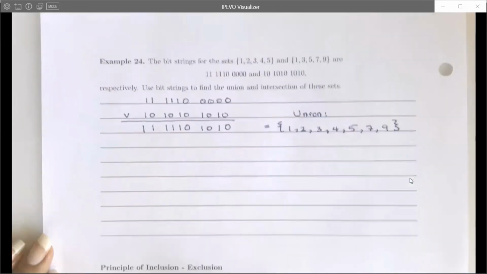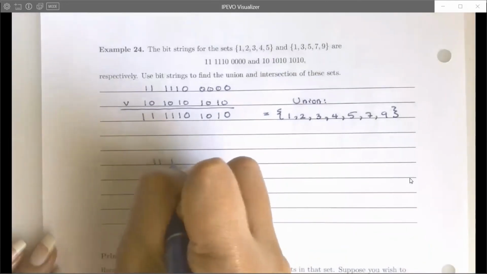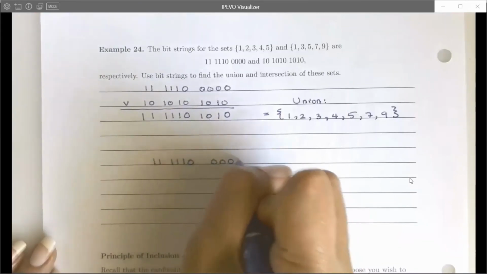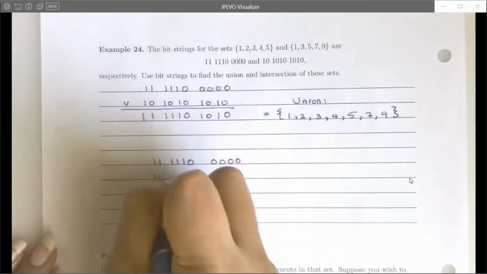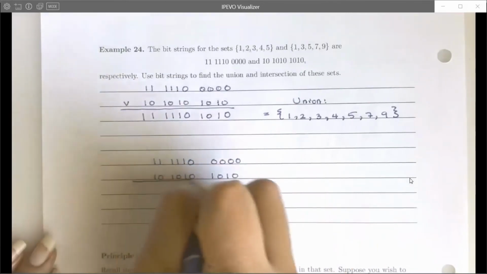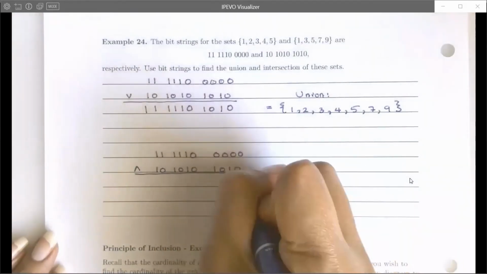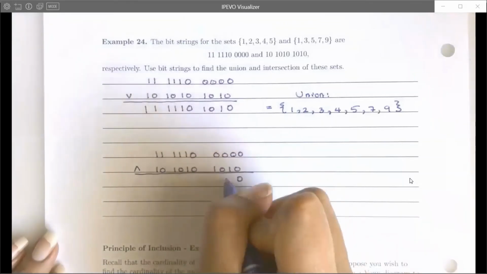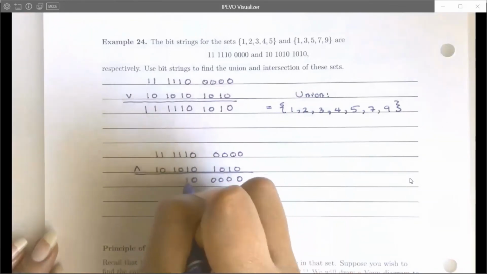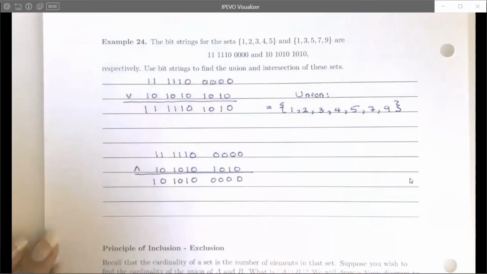Now, what if we want the intersection? Well, in that case, we're going to take the conjunction of the two bit strings, where again, that means the conjunction is being computed bitwise. So I'll rewrite the two strings. And then 0 and 0 is going to be 0. 0 and 1 is 0. This is 0, this is 0, 1 and 1 is 1. This is 0, this is 1, this is 0, this is 1.